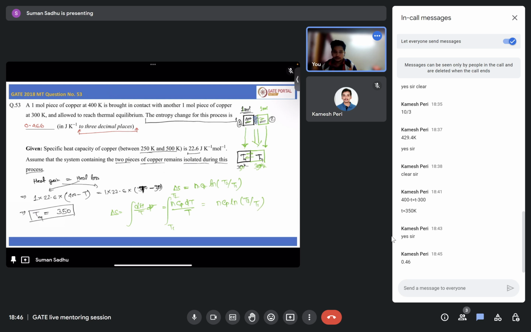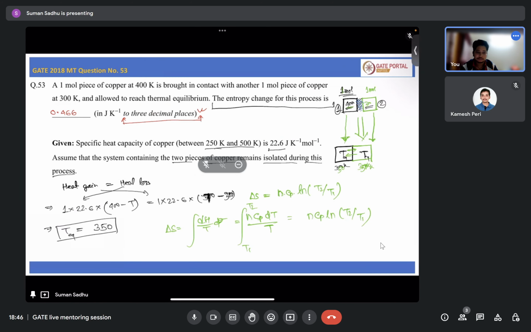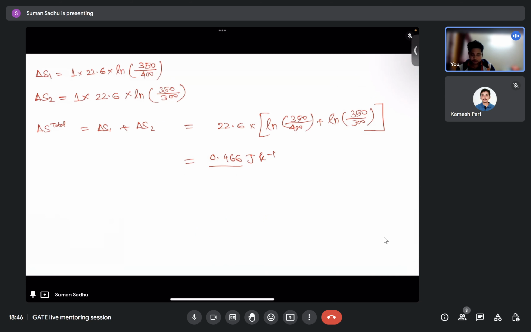So don't write 0.46. Up to 3 decimal points it is mentioned, so you should write up to 3 decimal points. If this question is clear, then I will move to the next question.